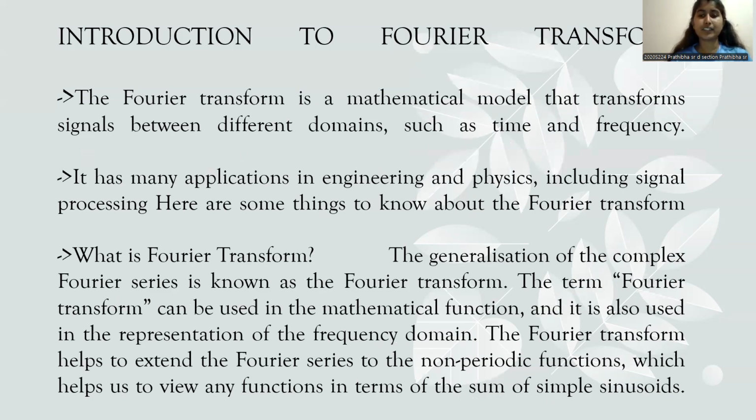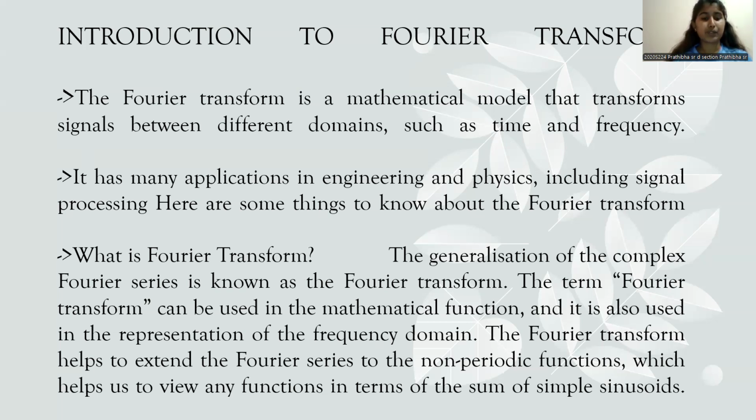The Fourier transform is a mathematical model that transforms signals between two different domains such as time and frequency. It has many applications in engineering and physics, including signal processing. Here, there are some things to know about the Fourier transform. Firstly, what is Fourier transform? The generalization of the complex Fourier series is known as the Fourier transform.